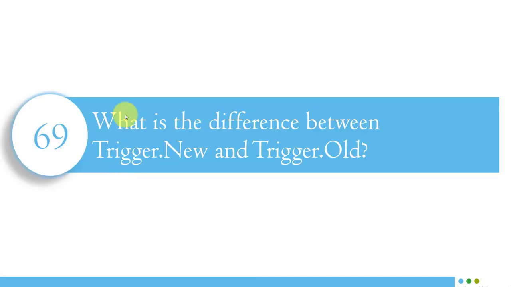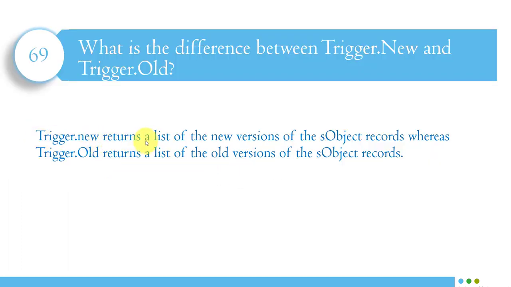The next question is, what is the difference between trigger.new and trigger.old? I have already explained it a little bit, but let's see. Trigger.new returns the list of the new versions of the sObject records, whereas trigger.old returns a list of the old versions of the sObject records.